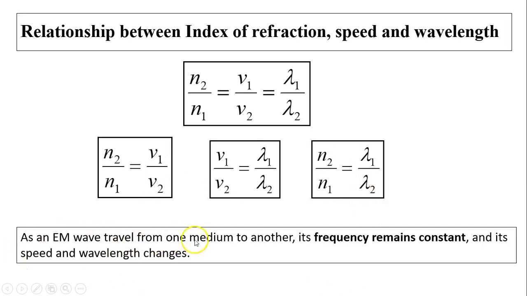As an EM wave travels from one medium to another, remember what doesn't change is the frequency. Frequency remains constant, always the same as its source. But its speed changes, and as a result, wavelength changes.